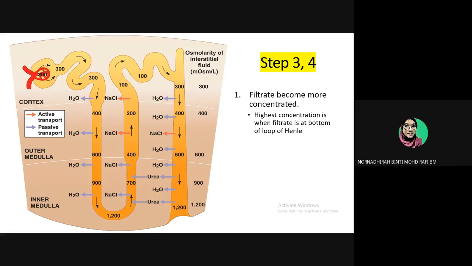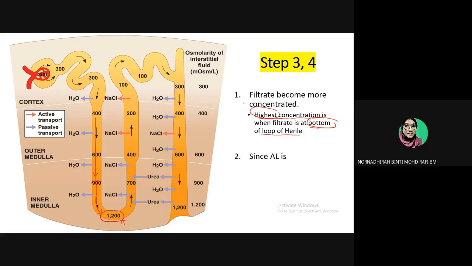Okay, step 3, what will happen? Filtrate become more concentrated. Still the filtrate, as it moves down descending limb of the loop of Henle, it becomes more concentrated or osmolarity increase. Okay, number increase, osmolarity increase kat sini sebenarnya. So the filtrate is at the highest concentration when it is at the bottom of the loop of Henle. Okay, so kita tengok. The highest concentration of the filtrate is at the bottom of loop of Henle. Maksudnya yang semakin dia menuruni, concentration bertambah, tetapi the highest concentration is at the bottom of the loop of Henle here. Meaning that it is the highest when it is at the bottom.